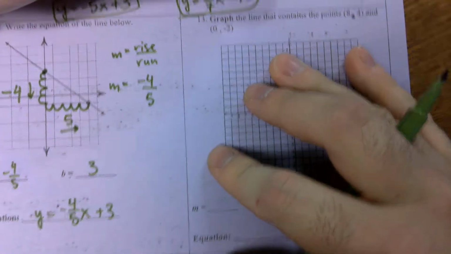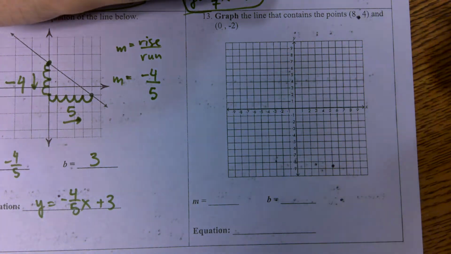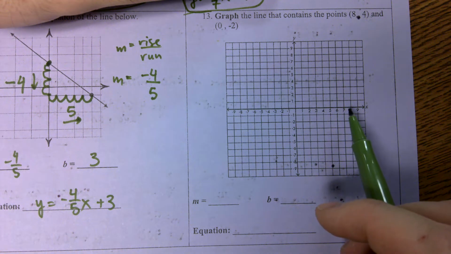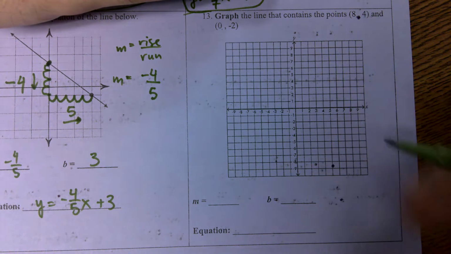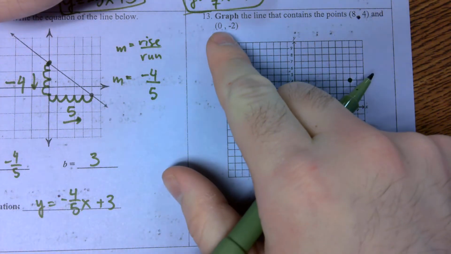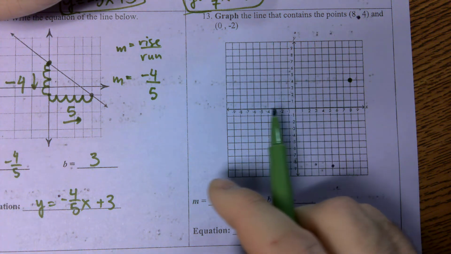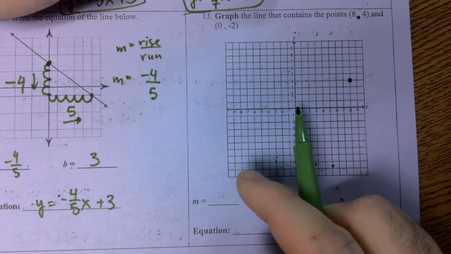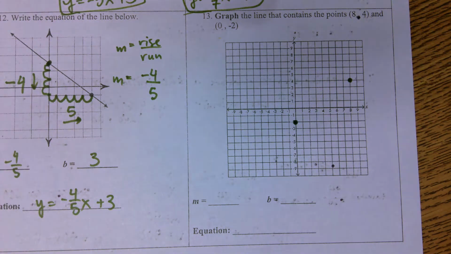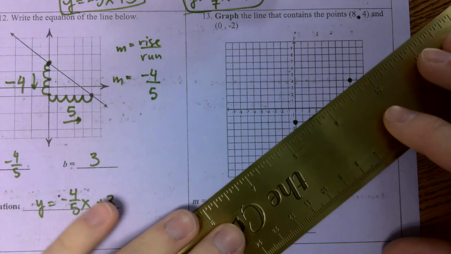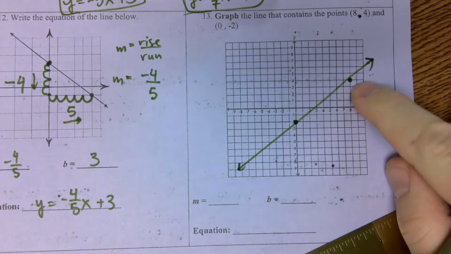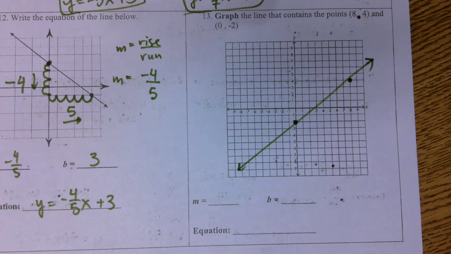Now with number 13, we're going to graph here. We got 8, 4. We'll go starting at the origin. We're going to go over to 8 on the x-axis and then up to 4 on the y-axis. Make our dot right there. 0, -2 means we're going to start at the origin and go 0 spaces to the left to the right. But we're going to go -2 on the y-axis and make our point right there. You'll have a ruler for your test. Connect those 2 points into a line. Make sure it actually goes through the point, unlike mine right there.